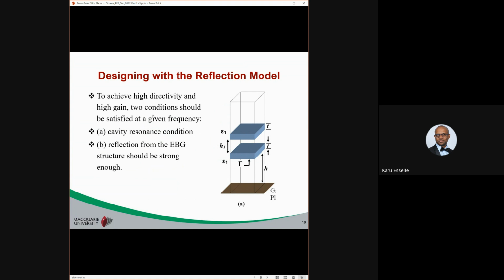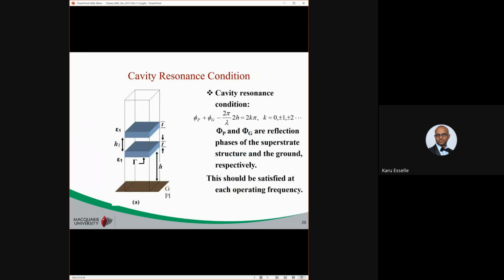To achieve high directivity and high gain, we need to satisfy two conditions. One is the cavity resonance condition: the cavity has to resonate. And the second condition is that the reflection from the superstructure, not necessarily an EBG structure, any superstructure, should be strong enough. It's partially reflecting, but should be reasonably strongly reflecting. So the cavity resonance condition is this.